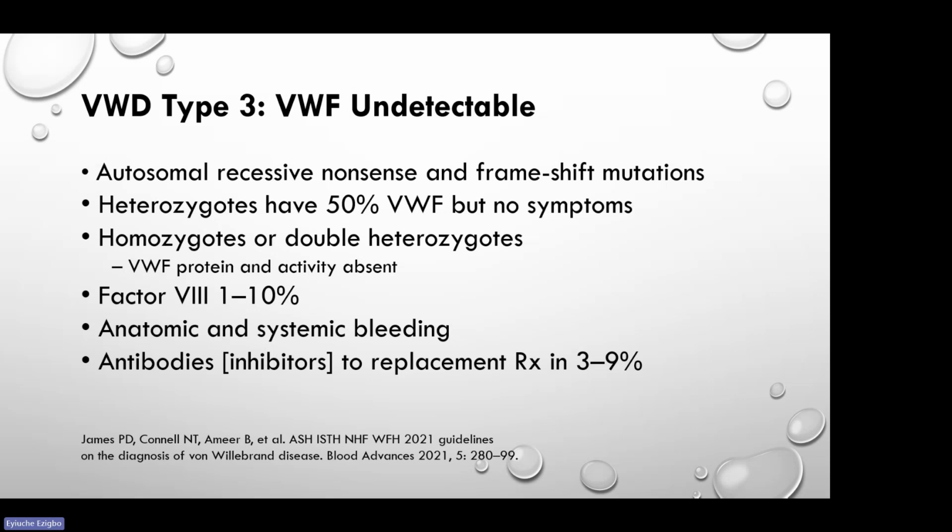Majority of them are heterozygotes. Heterozygotes have 50% von Willebrand factor, but no symptoms. You have those that present as homozygotes or double heterozygotes, where von Willebrand protein and activity may be absent. Factor 8 is 1 to 10%, very low. Anatomic and systemic bleeding occurs, not can occur. Then there may be antibodies to replacement treatments.